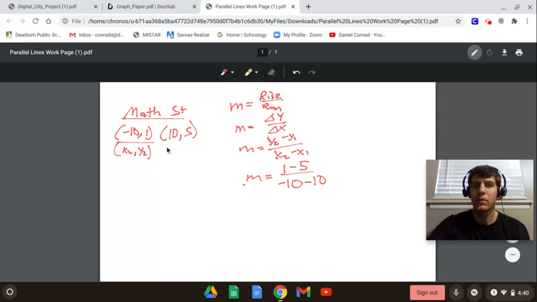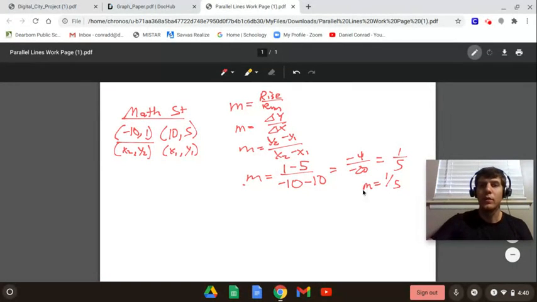All right, and this will be our x1, y1. You could have switched them. That would have been fine. So that's going to give us -4 over -20. Then you divide the top and the bottom by -4 each, and you end up with 1 over 5. So your slope is going to be 1 over 5.